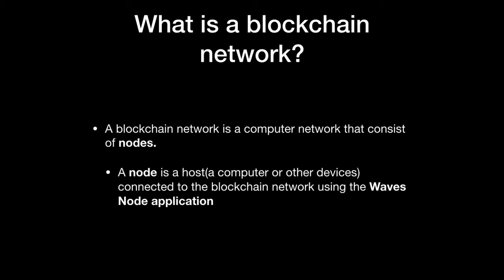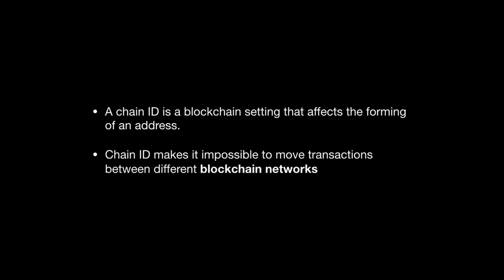And with that out of the way, let's look at the key differentiator of the different Waves blockchain networks, which is the chain ID. The chain ID is a blockchain setting that affects the forming of an address. It's what differentiates addresses formed on the different networks on the Waves blockchain. It makes it impossible to move transactions from one blockchain network to the other. So if you're on one network, you can't send or connect a transaction to another person or another address on another network on the Waves blockchain.